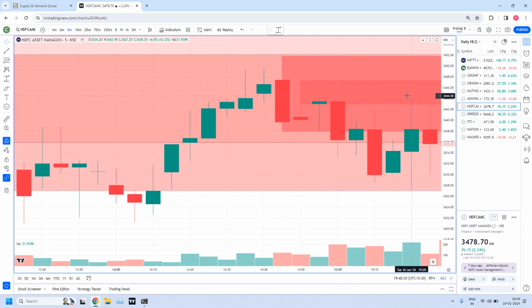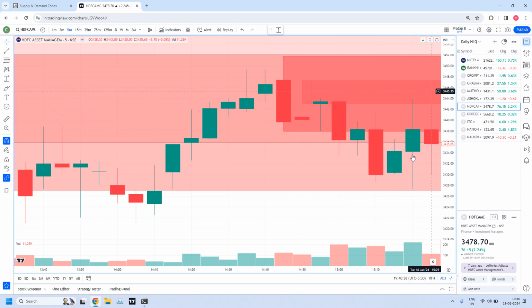Institutions are adding new orders into this. And moreover, the risk is also very small here. That way, there is nothing wrong in planning one more trade in this.